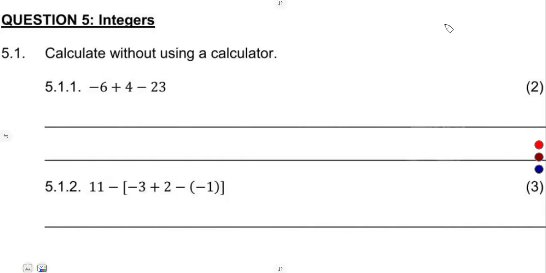So as we continue with our integers, this is a typical exam that we are going to look into. Given question number 5 on integers, calculate without using a calculator. 5.1.1, we are given minus 6 plus 4 minus 23. Okay, what can we do in this case?